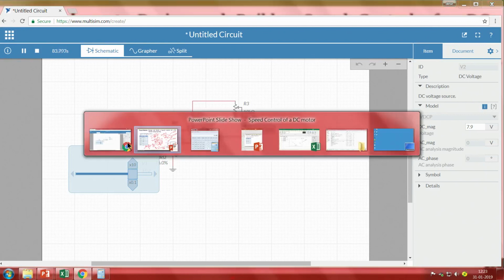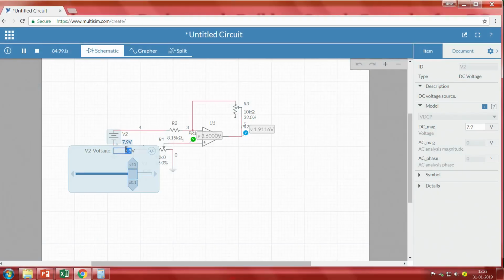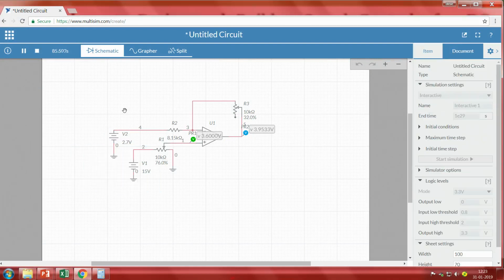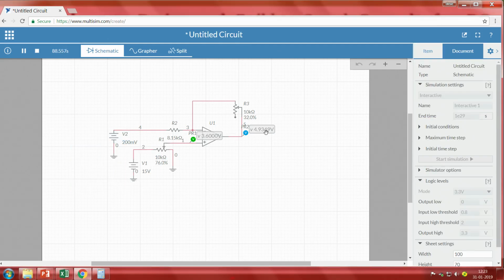Then I will go with another set which is 2.7 volts. I should get somewhere around 4. We are getting 3.95, which is also close enough. Then the other value is 200 milli, we should get 5. So this is also coming very close to 5 volts.